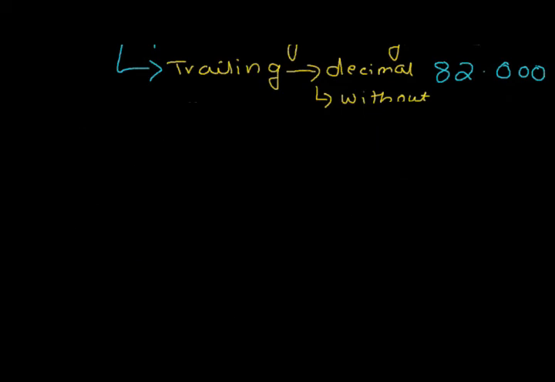Now let us come to the last part of the rule, that is the trailing zeros. Now trailing zeros means the zeros coming after the non-zero digits and there will be no non-zero digit after these trailing zeros. These will be the end. So let us take this example itself, 82.000. Now there are 2 cases here, that is with decimal and without decimal.